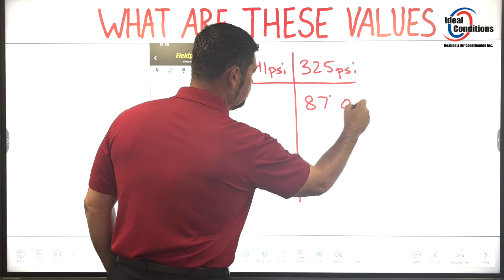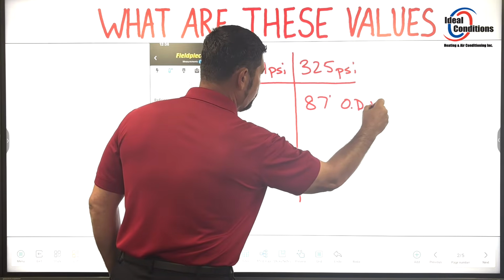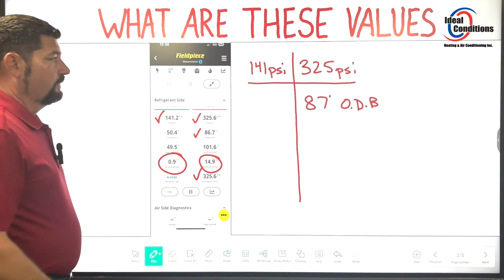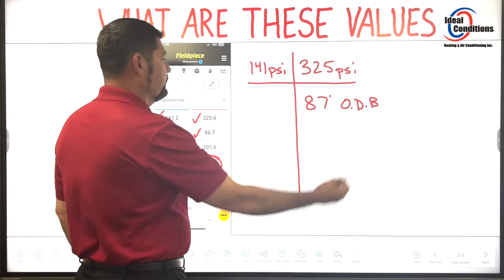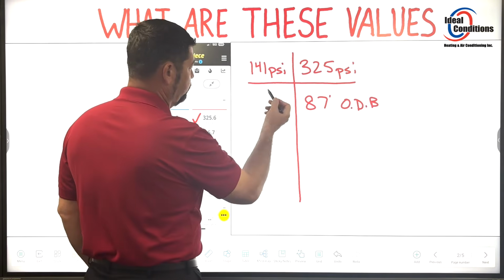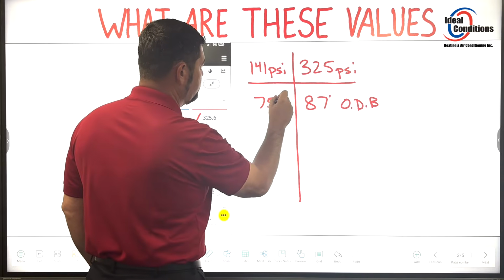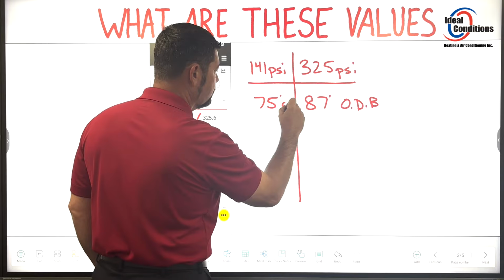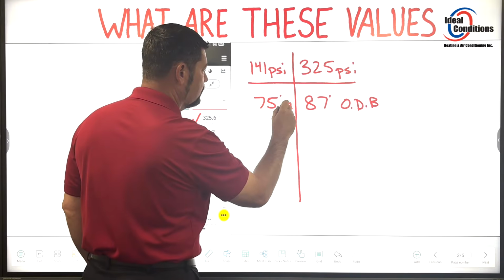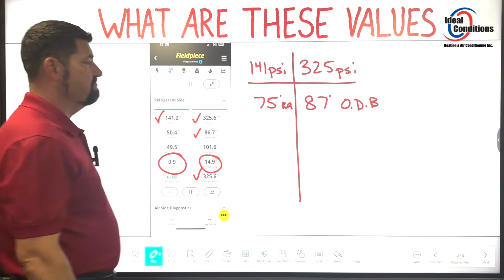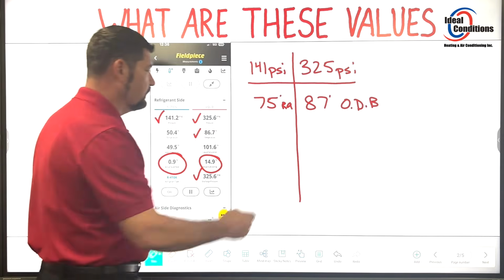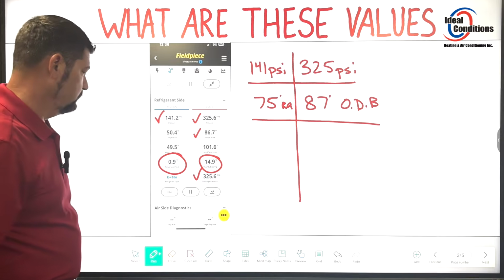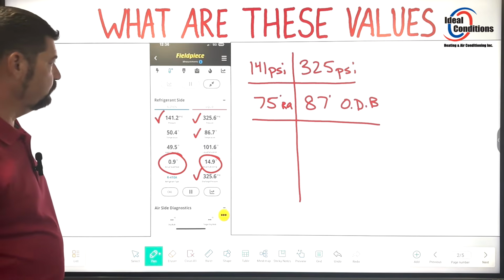I have got 87 degrees outside. That is my outdoor dry bulb. All right? So everything correlates so far. Maybe my indoor temperature, let's just say it's 75 degrees inside. Okay, this would be, I'm just going to put return air. Everything's in range. It's R410A, it's within range.